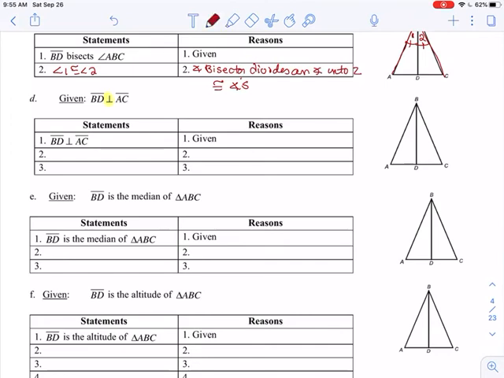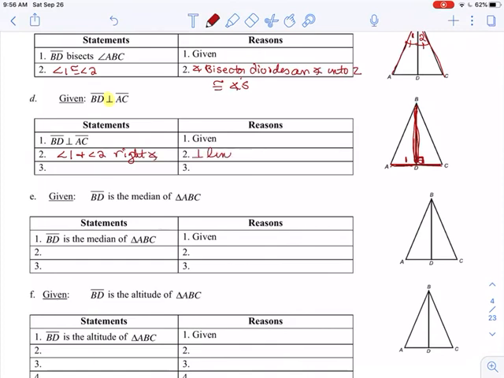All right, now this one is important. This comes up many, many, many times. BD is perpendicular to AC. Now, if it's perpendicular to AC, then it makes right angles. So I'm going to put a 1 and a 2 on my picture. But the first step is I'm going to say that they are right angles.